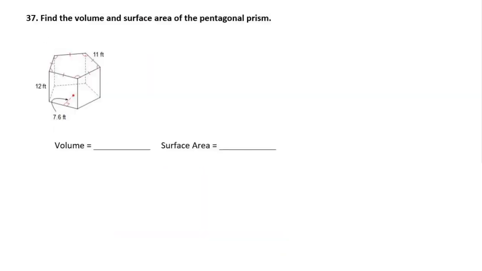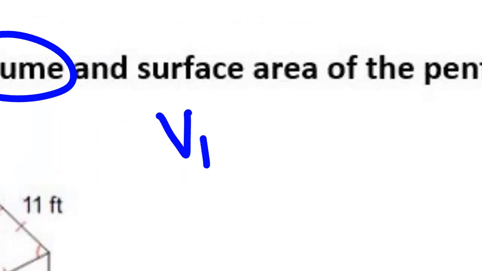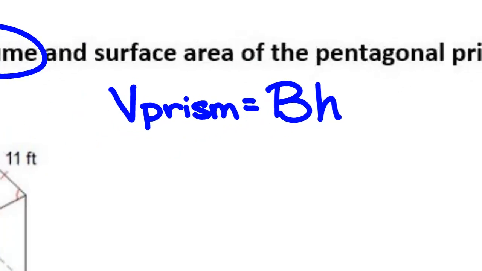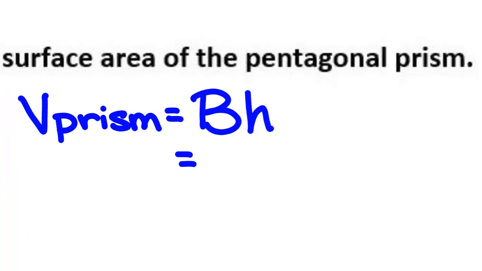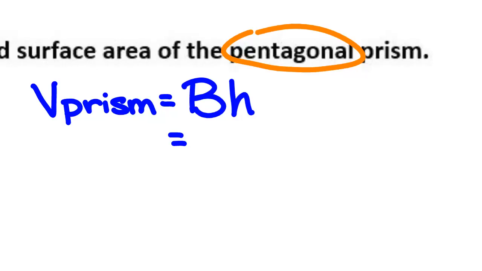Find the volume and surface area of the pentagonal prism. All right, so let's do volume first. What is the volume formula for a prism? Area of the base times the height. What shape is the base? Close. Pentagon. It says pentagonal prism. Pentagons have 5 sides, hexagons have 6.